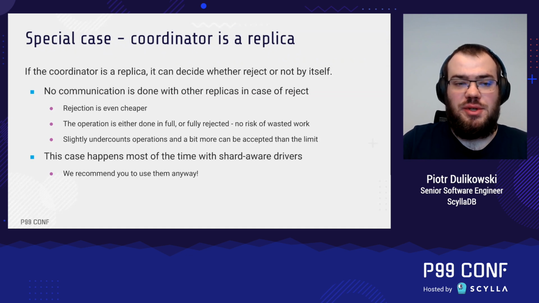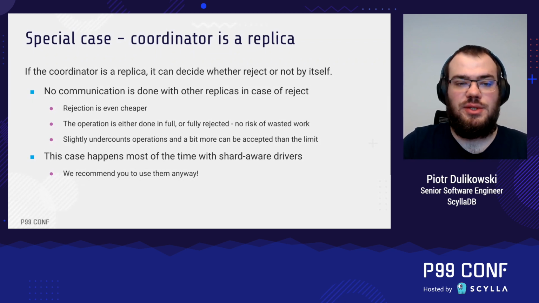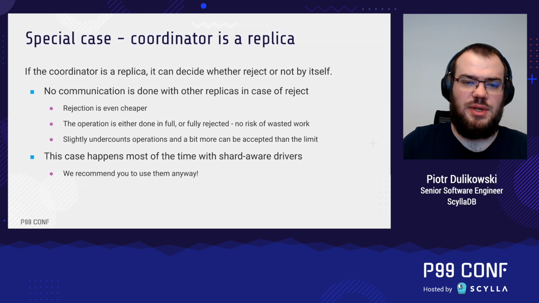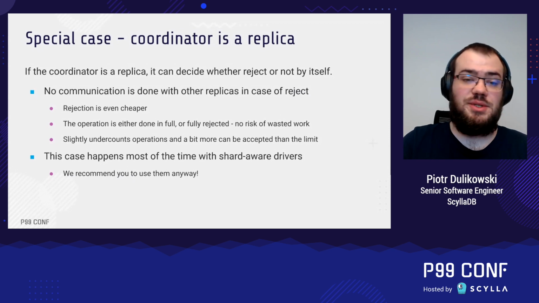Finally, there is an important special case. I said that we don't allow coordinators to reject in general because hit counts are tracked on replicas. However, what if the coordinator is a replica? In that case, we lift this decision from replicas and actually allow the coordinator to decide whether to accept or to reject. If it accepts, it tells other nodes to account the operation and they must unconditionally accept it. If it rejects, it skips sending anything to the replicas altogether.